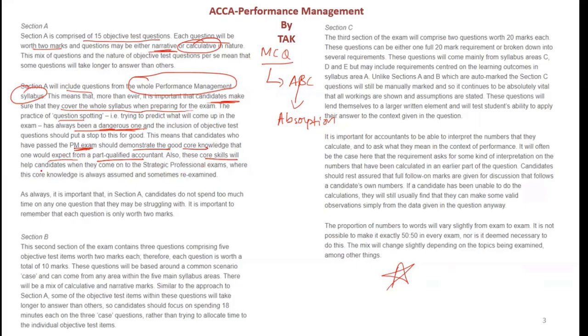Also, core skills help candidates when they come to strategic performance in a professional exam. Okay, so just a simple thing is what the examiner is trying to say over here: don't be smart, don't be picky, and you have to at least read through the whole syllabus.